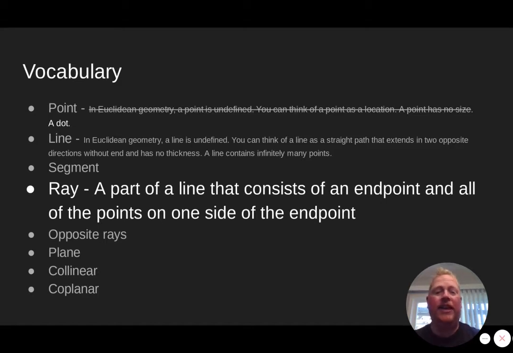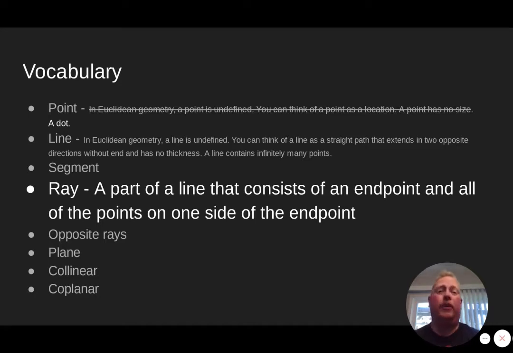A ray is a part of a line that consists of an endpoint and all the points on one side of that endpoint. And it doesn't matter which side it is, whether it's the left, the right, the up, down, diagonal. It doesn't matter. A ray can go in any different direction. Okay, but the key idea is that it has one endpoint and it goes forever in one direction.